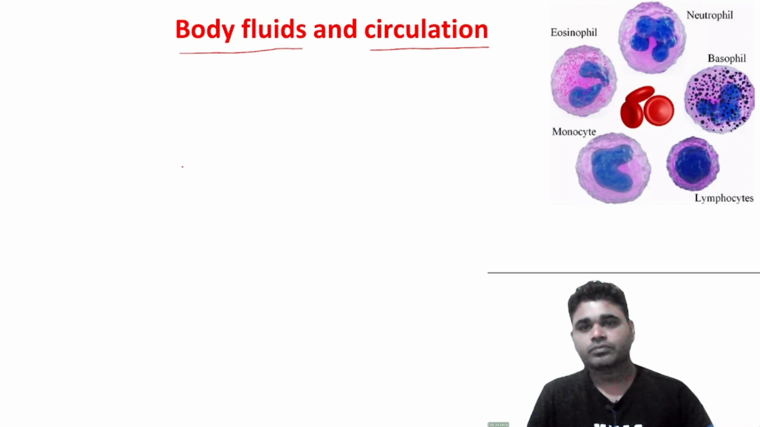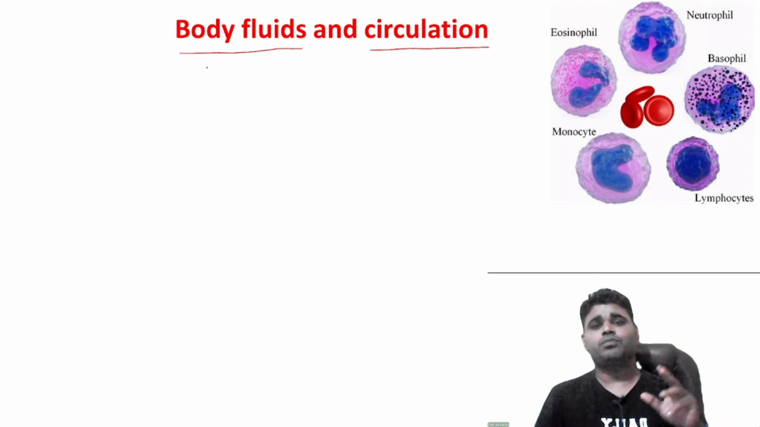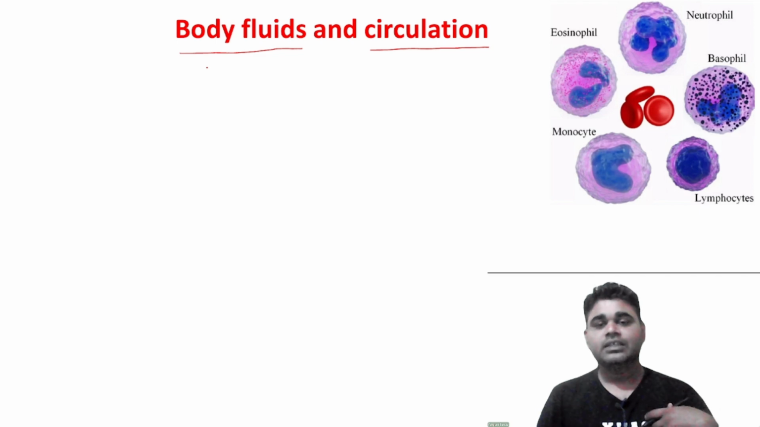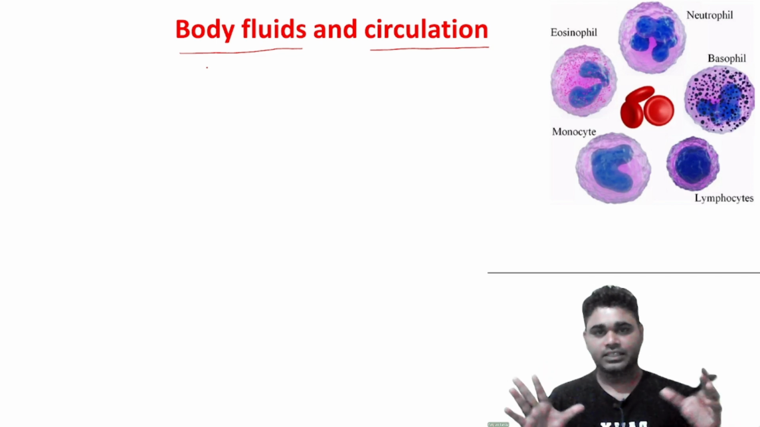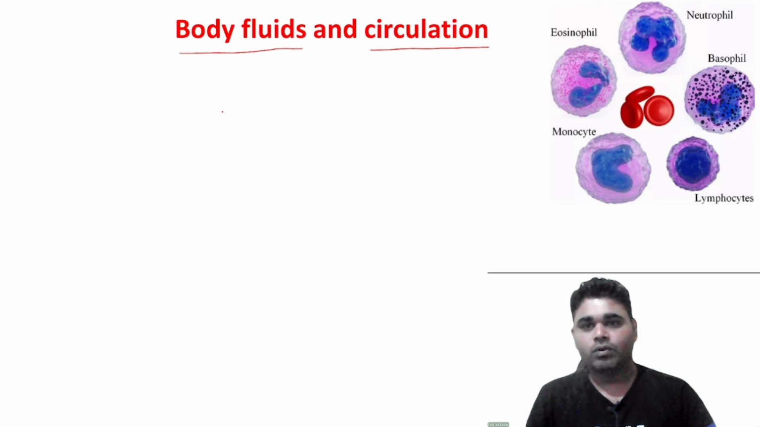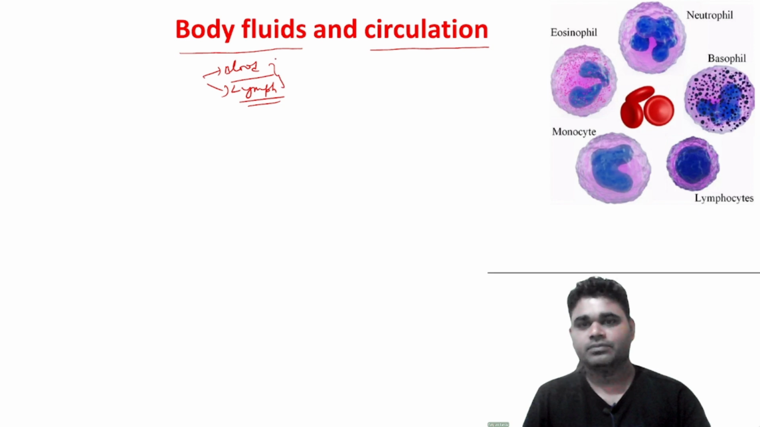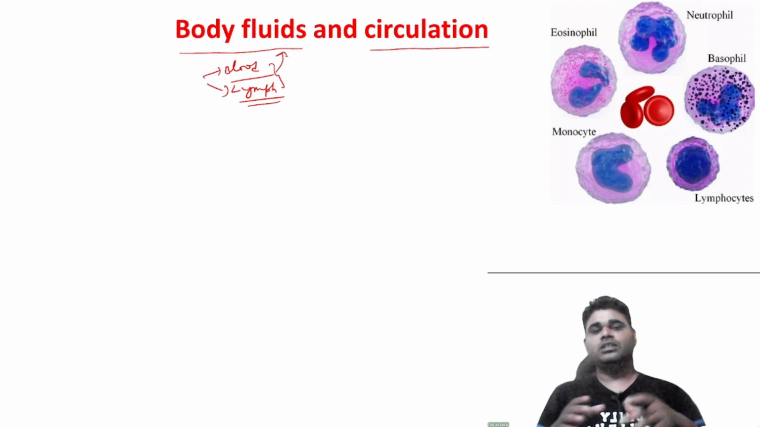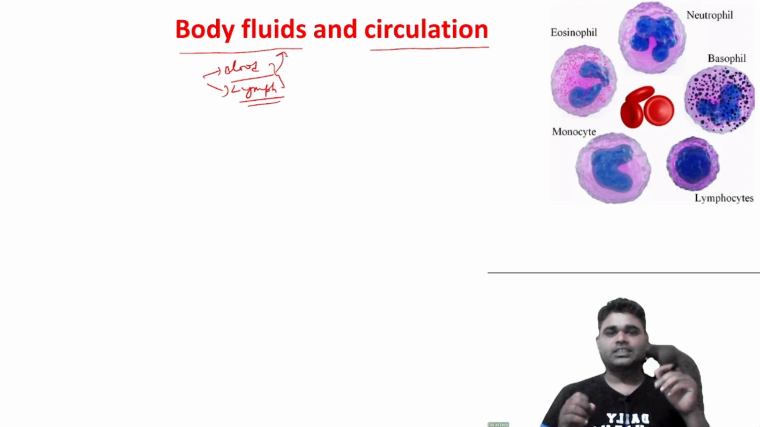Now, what are the different types of fluids present inside our body? There are two types of fluids inside our body. One is called the blood, and the other is called the lymph. So now, why do the blood and the lymph, the body fluids, need to circulate? That is very important.